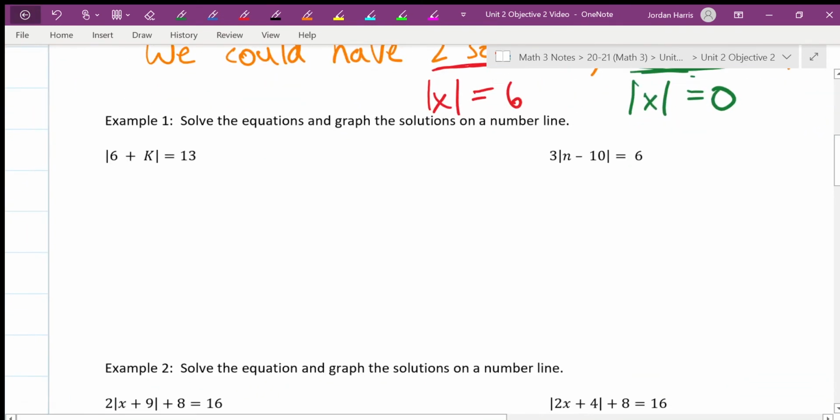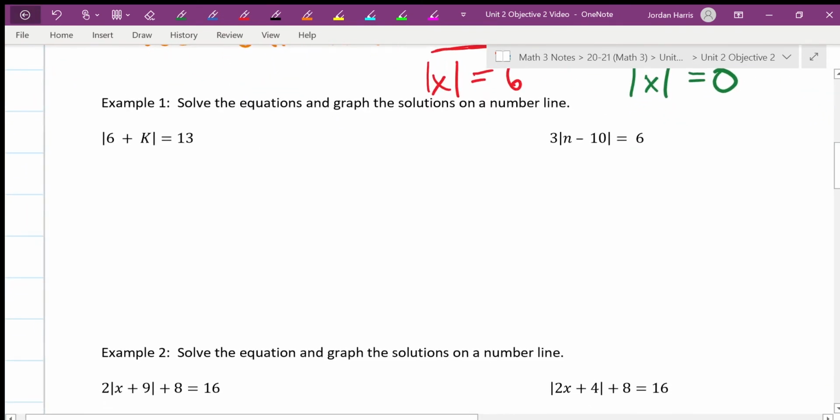Okay, so let's jump into some easy ones. Solve the equations and graph the solutions on a number line. So you're not going to actually draw a V-shape here. We're graphing the solutions on a number line. It's kind of silly, this objective, but when we get to 2.3, when we're talking about inequalities with absolute values, that's where graphing is actually going to be important. So we're going to introduce it now, but it's going to be much more important next chapter.